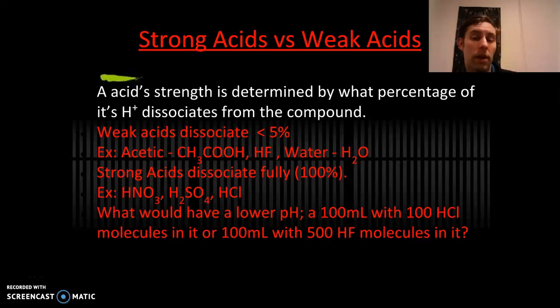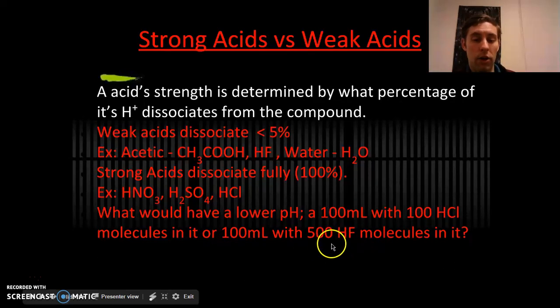Okay, so 500 HF molecules, this is a weak acid, so 5% of these dissociate. So we take 500 times 5%, which means we've got 25 H plus ions, so protons, in there. But 100% of the HCl dissociates because it's a strong acid, so you have 100 protons here. So you get 4 times more protons in this solution.